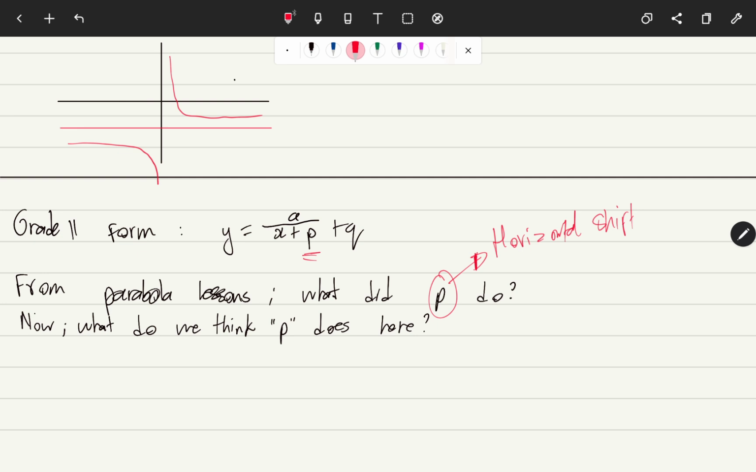That is p. And to answer this question as well, what do we think p is going to do in grade 11 for hyperbola? It's still going to be the horizontal shift. But not only that, it will also be a what? A vertical asymptote.